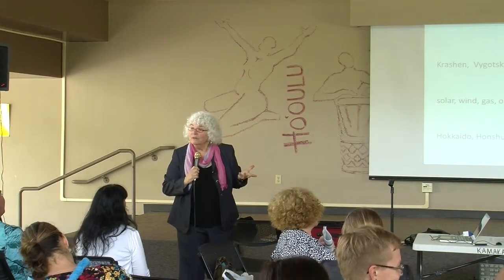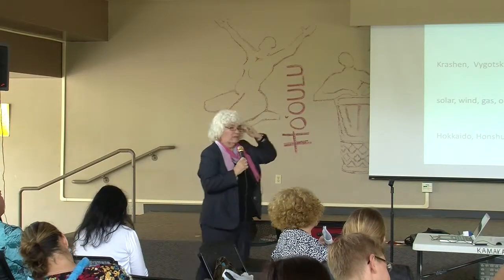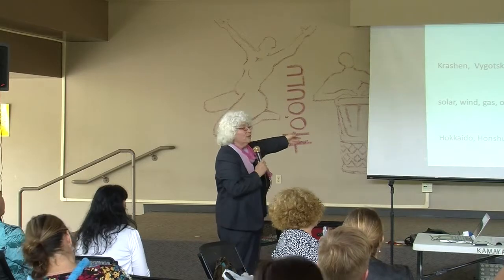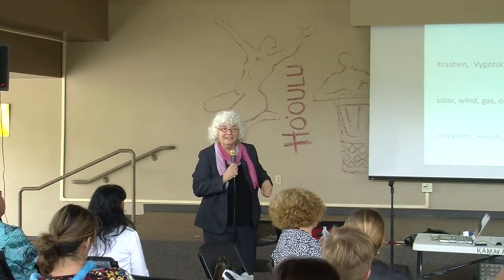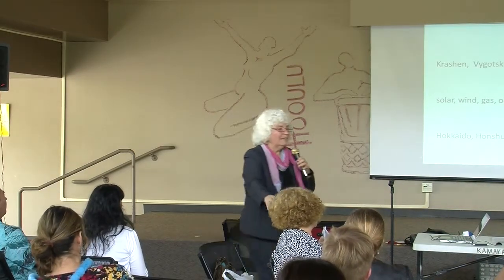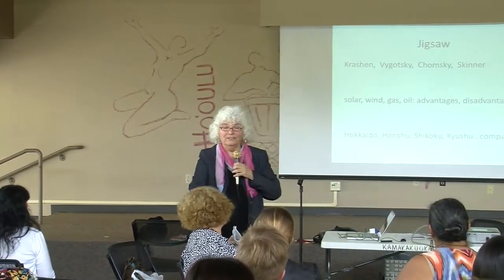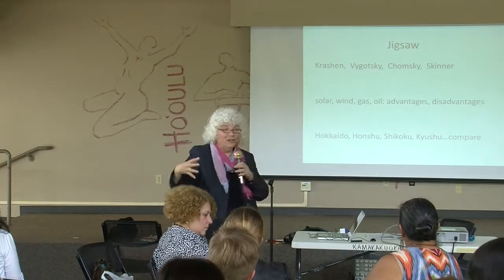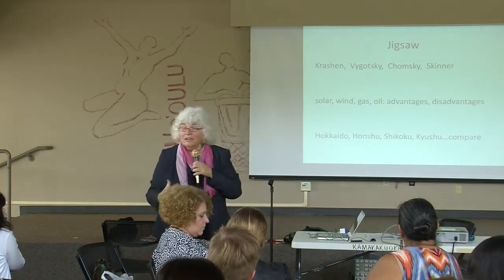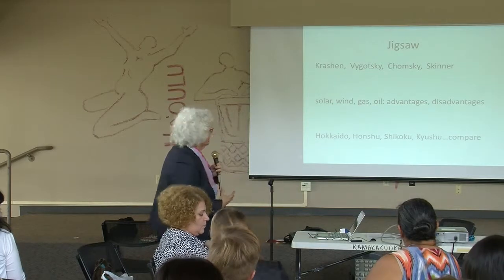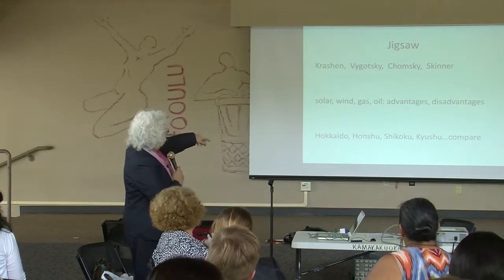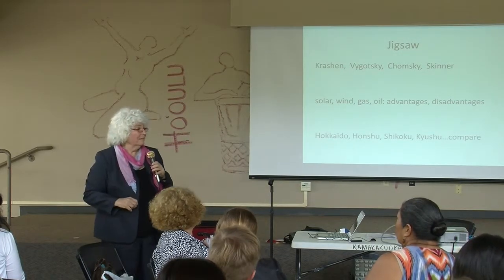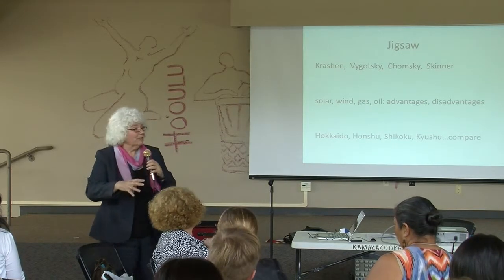But what else can you do? If you're doing a global project about energy with college or high school kids, you could have solar, wind, gas, and oil, the advantages and disadvantages. You're going to find out all the advantages and disadvantages in the target language for solar energy. You with oil, you with gas, and then you come back and compare. And you decide maybe which is the best energy source. Hokkaido, Honshu, Shikoku, Kyushu. You're going to find out all about that island. And then you're going to share it. Come back and share it with the other people.